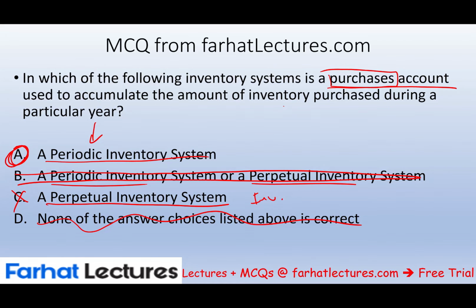Under a periodic inventory system, when you make a purchase, you accumulate the purchase of that inventory under an account called the purchases account. Differences: two different accounting systems. One is periodic, one is perpetual. You need to know its features, advantages, disadvantages, and how to do the accounting. What should you do now?